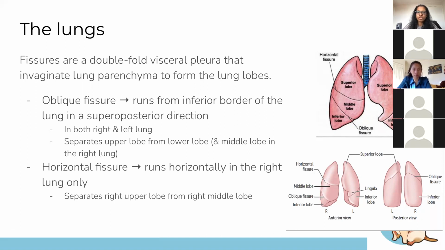So all of the structures that form the root of the lung pass through what we call the hilum. The hilum is what allows for these structures to actually enter and exit the lungs. It's highlighted in anatomy as well, but it's really important to know the distinction between what the hilum is and what the root of the lung is.